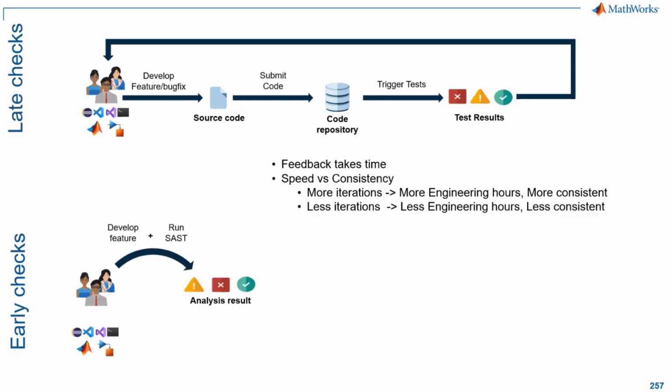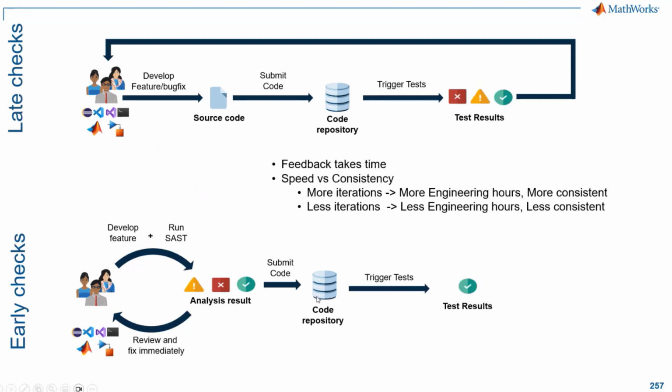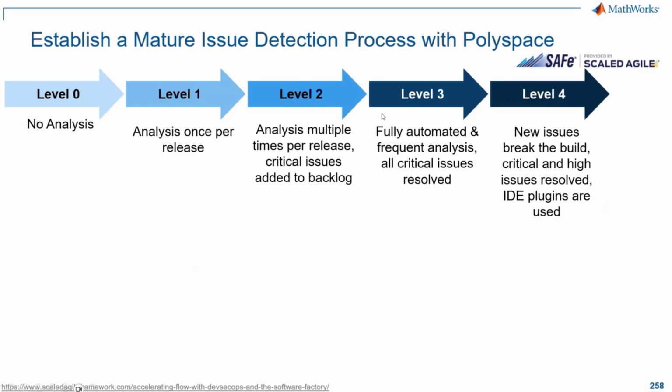Instead, if you develop and then quickly analyze and have quick, immediate feedback, then once it's done, you can submit the code and trigger the test because it's mature, run it in the continuous integration and then generate the report. That means that is a mature process that can be done at different levels.